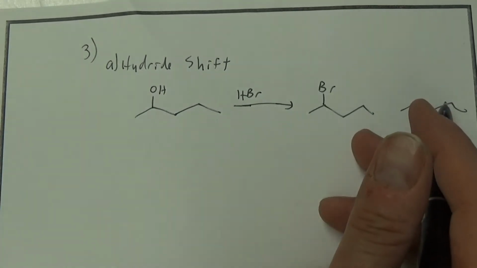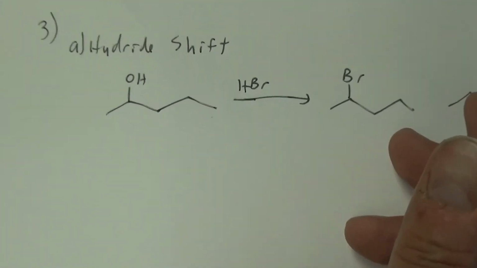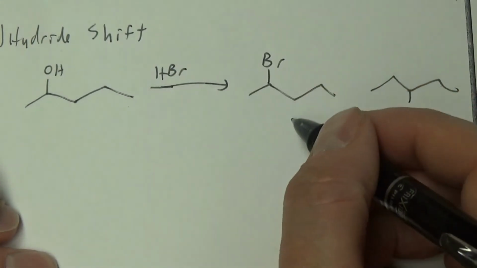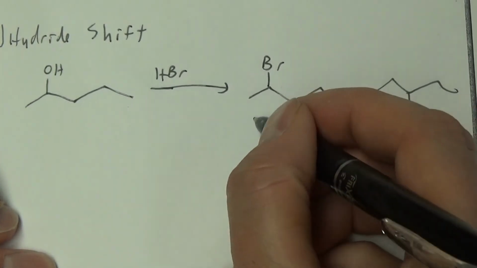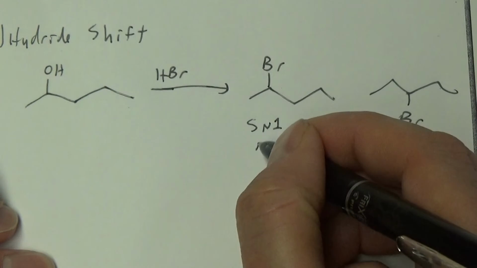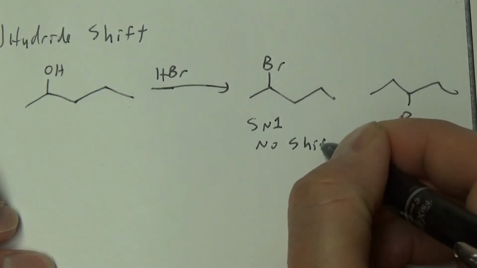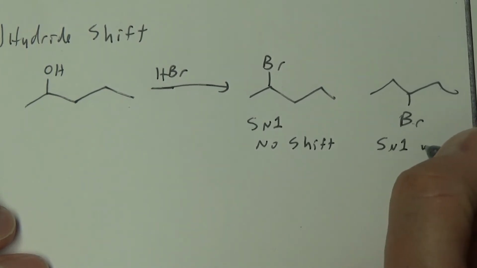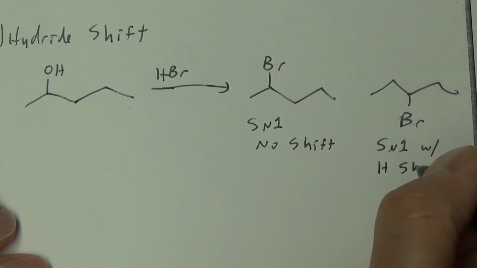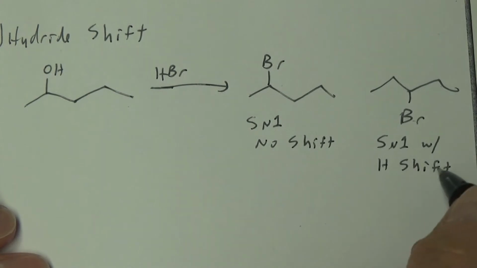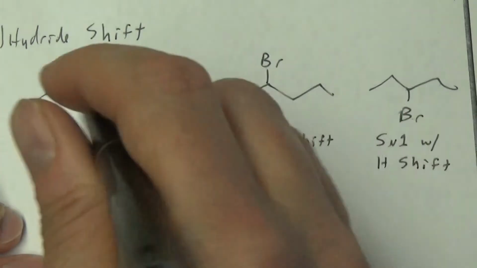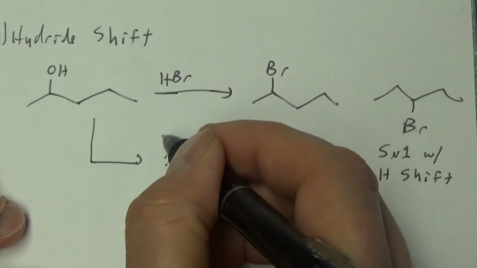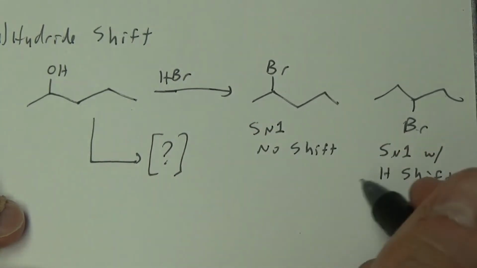How's that going to work out? Well, of course, this is SN1 with no hydride shift. This is an SN1 with a hydride shift. H shift means hydride shift. Okay, you should be able to draw the mechanism for these. Why don't you try it? You come to office hours if you need help on this.